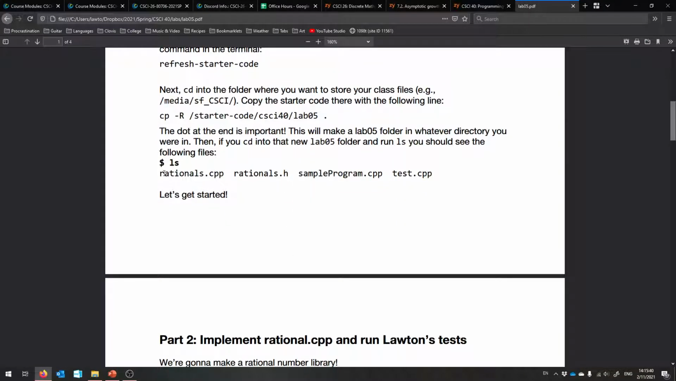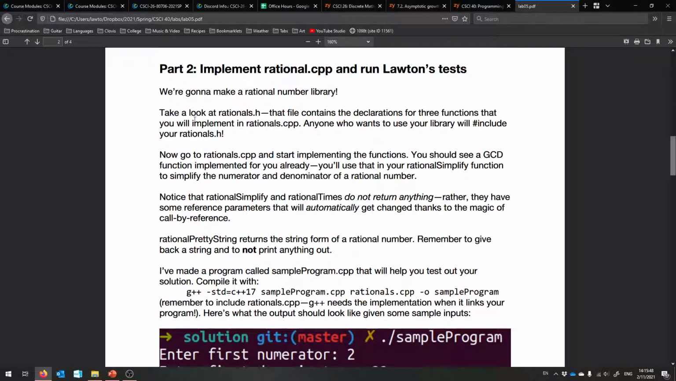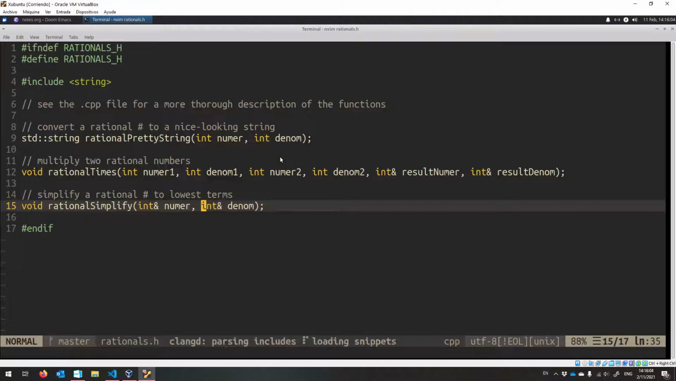We have these 4 files, and let's talk about the library part, the rationals library. Okay? So, rationals.h holds all the declarations of the functions you're going to implement, and then you'll go and implement them in rationals.cpp. Okay? So definitely read all of this. Let me just give you the high-level overview. The write-up and the comments are going to be very, very useful.